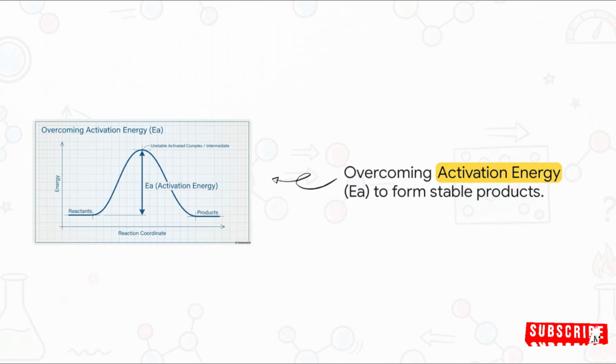To truly grasp why this happens, we need to talk about activation energy, represented here as EA. I want you to think of activation energy as a massive, exhausting mountain that our chemical reactants are literally forced to climb.